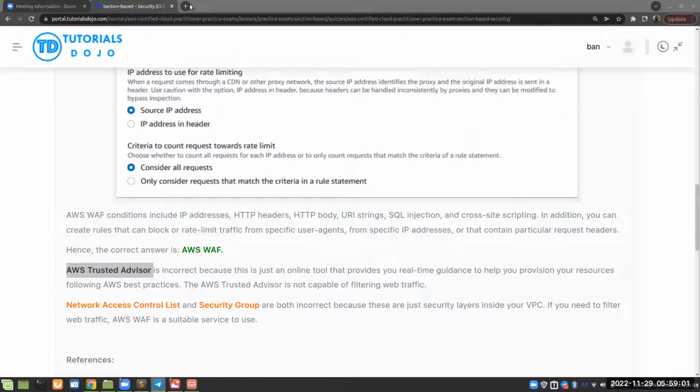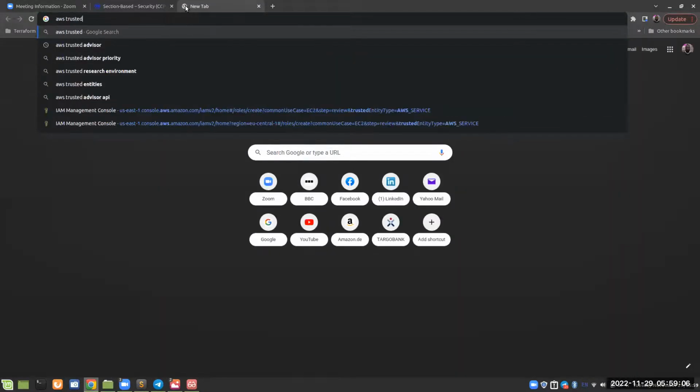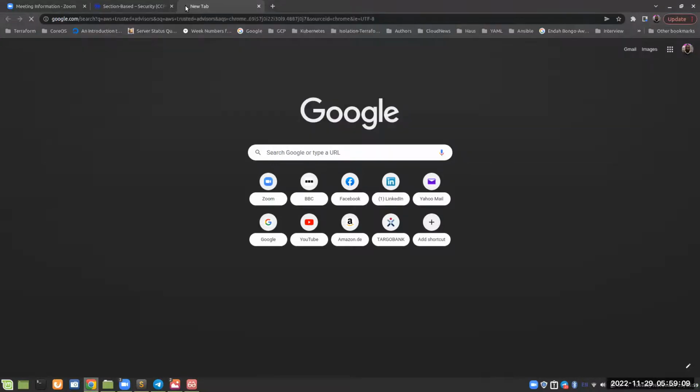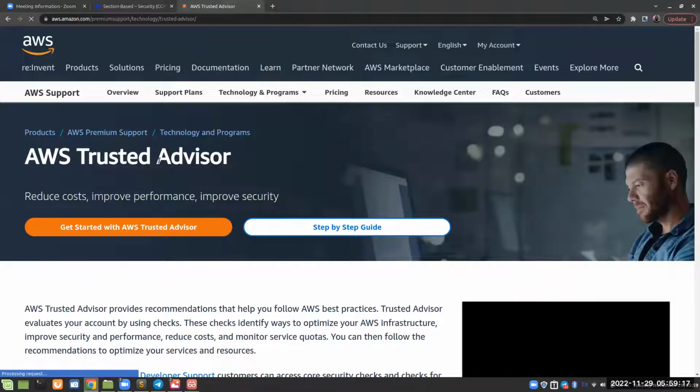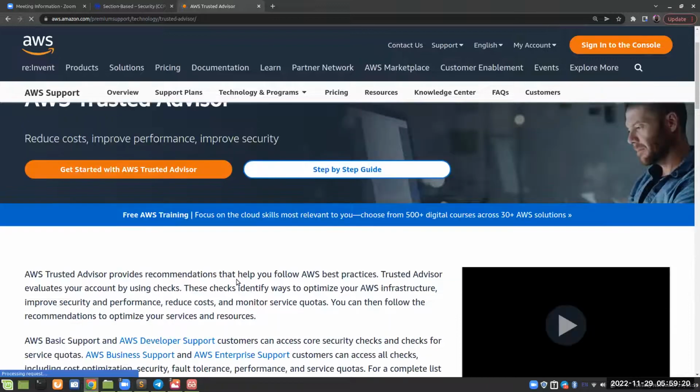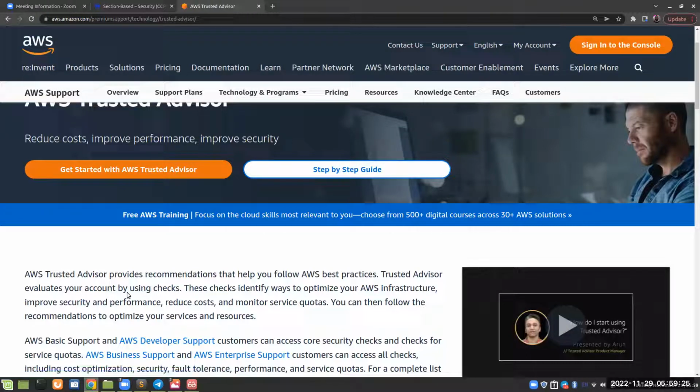And as I always say, if you are studying and you are trying to look very fast at what any of these services are, you can just always type AWS, like in this case, AWS Trusted Advisor. It provides recommendations that help you follow AWS best practices. Trusted Advisor evaluates your account by using checks. If you remember when we did the different support plans, there was an option of Trusted Advisor, and there's one where you have full checks, and one where you have a certain number of checks, right?